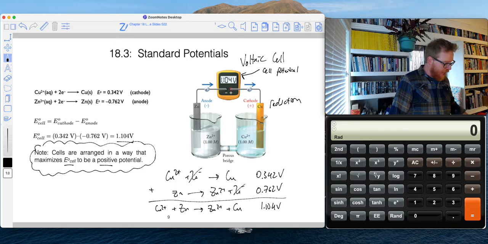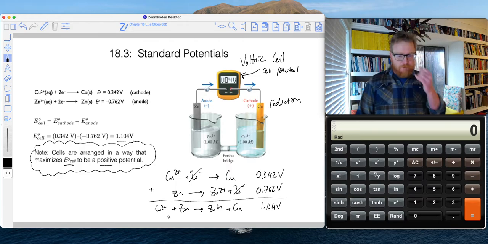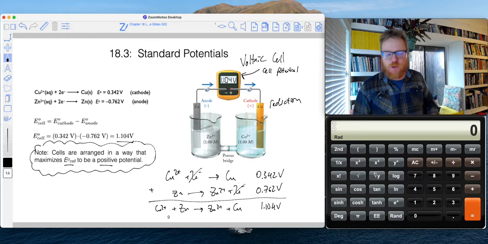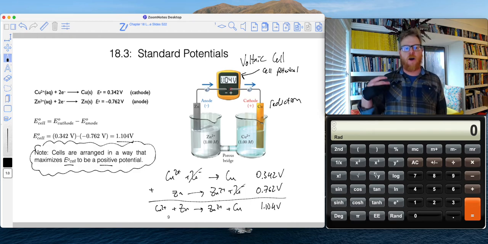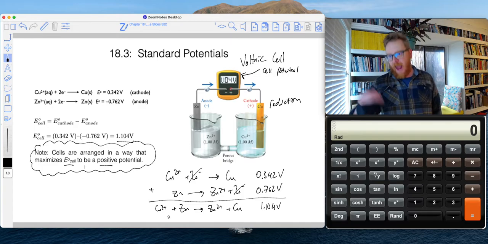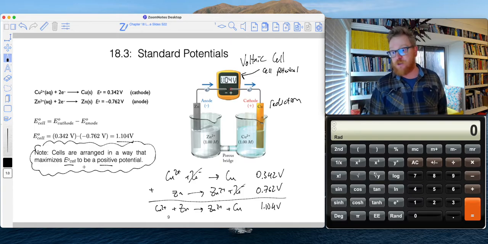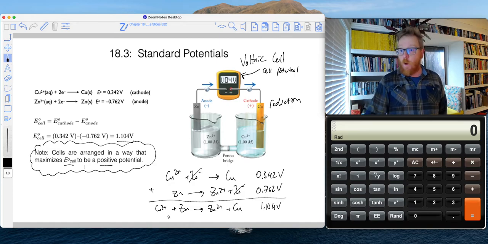So that's our challenge, is to figure out how to arrange our two half reactions to maximize E cell to be positive, the maximum possible potential. That's our goal. So more examples coming, and I'll record those in a part B video.